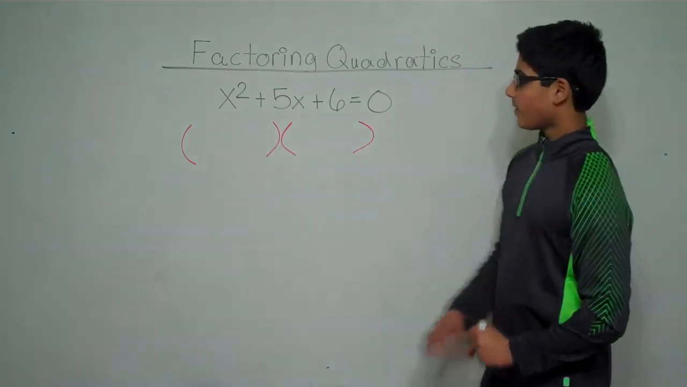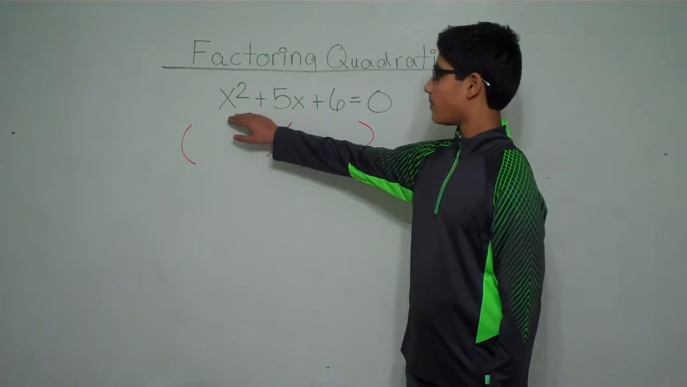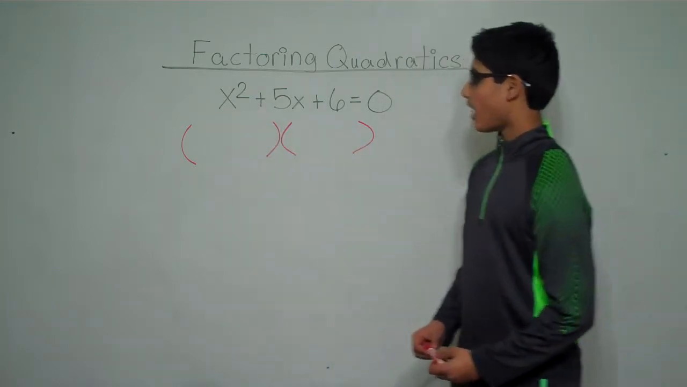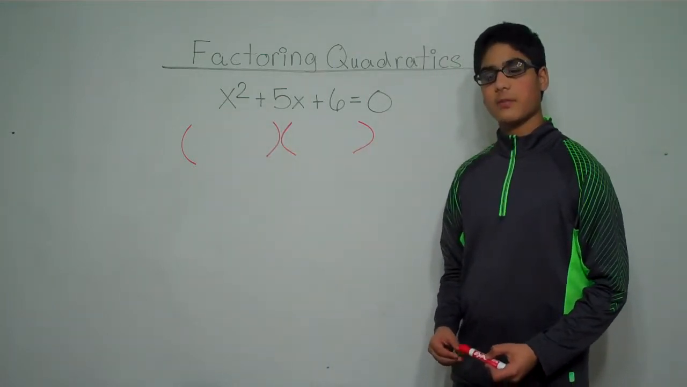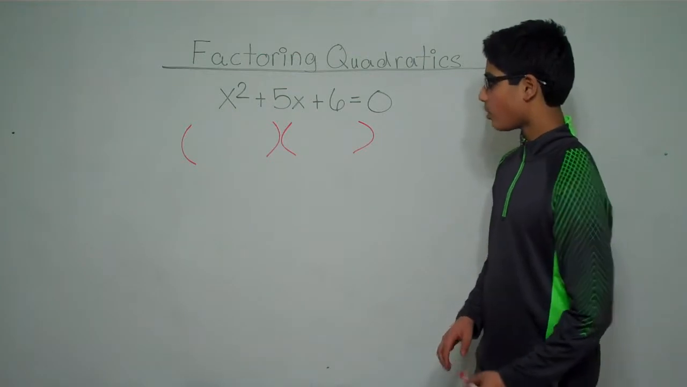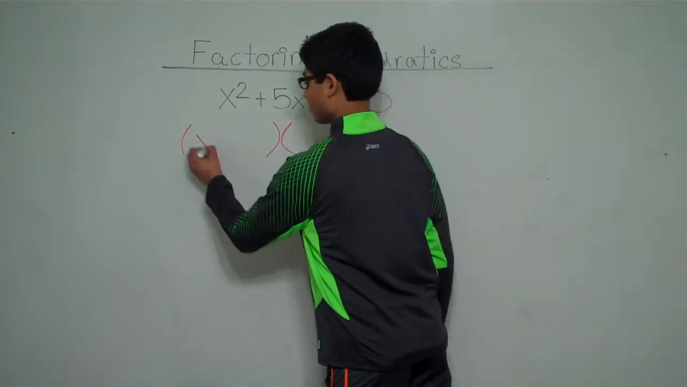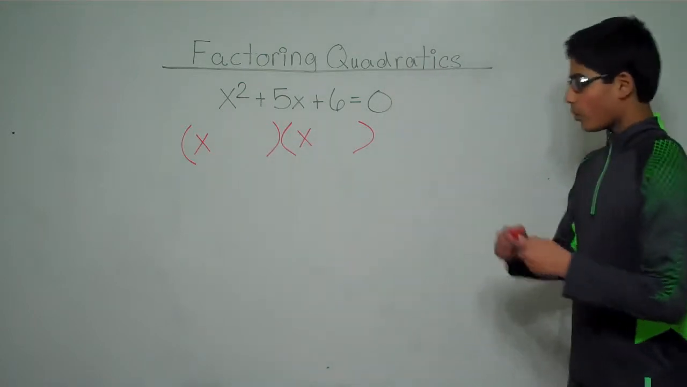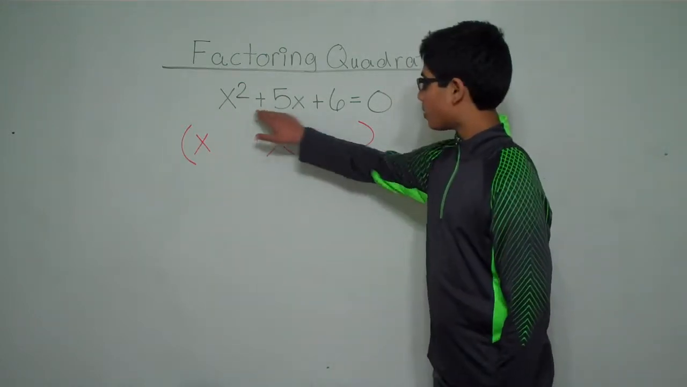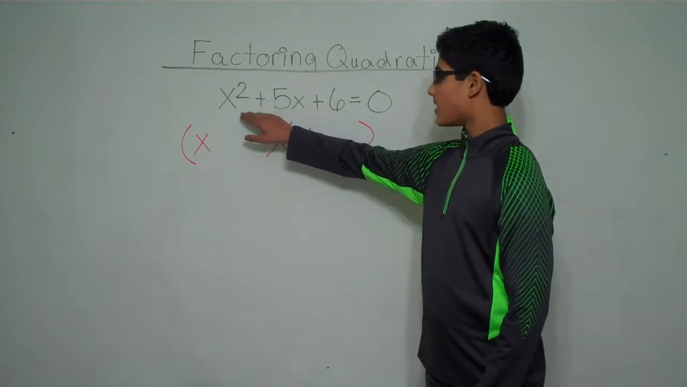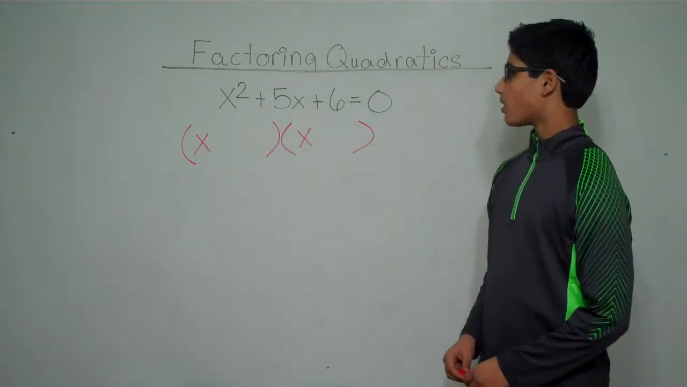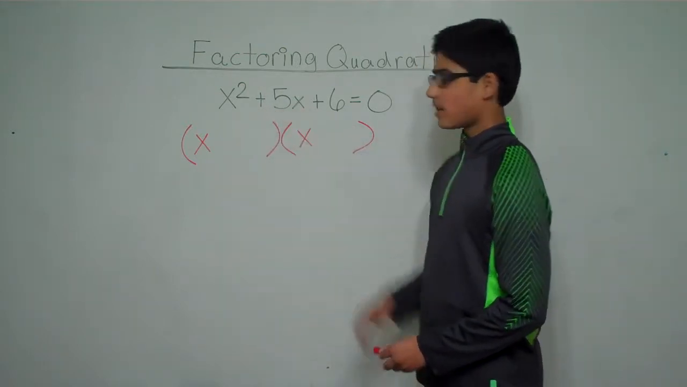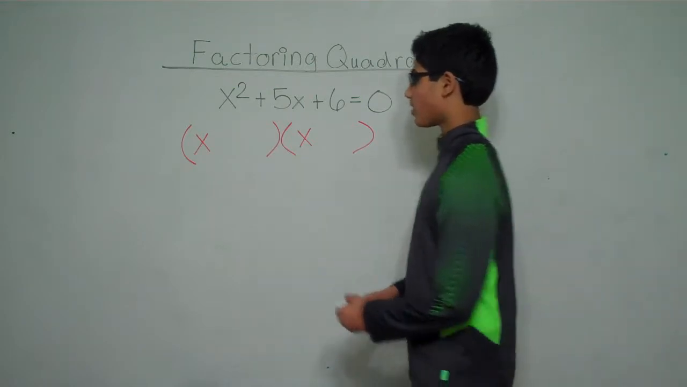Now we can see here that there's an x squared in the beginning of the quadratic equation. So this means that there must be an x in each binomial. So let's put that in there. We can also see that all the signs are addition, or plus. So that means that the signs in both binomials are also plus.